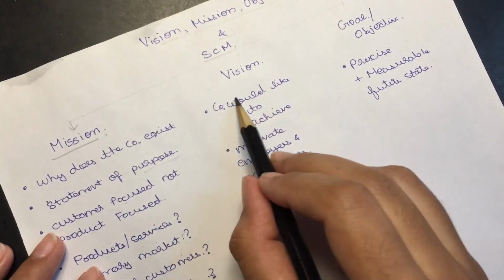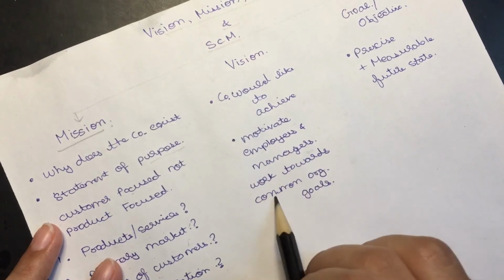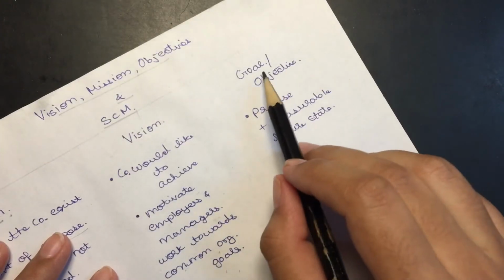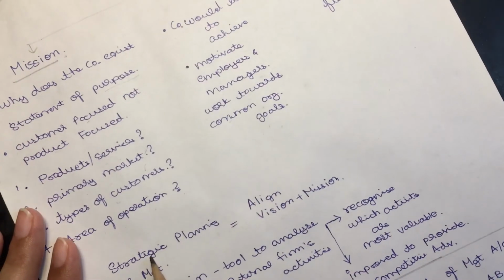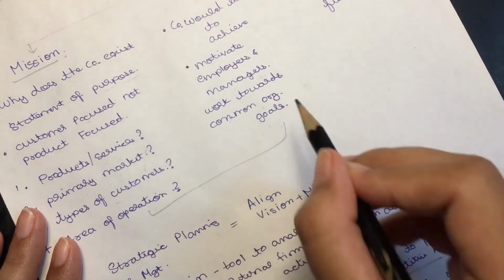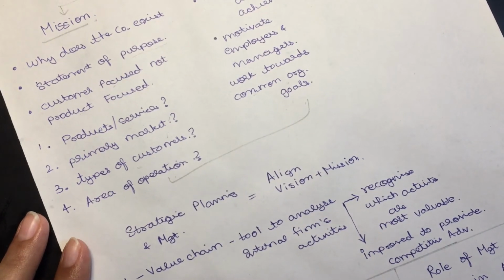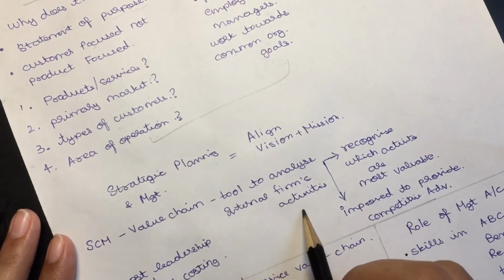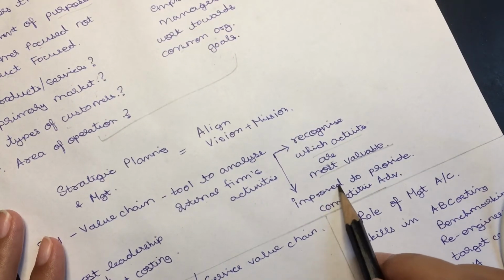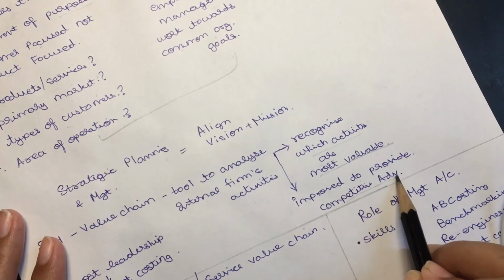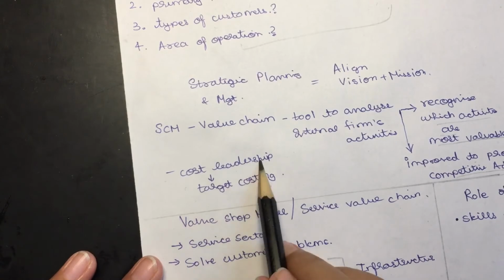And the vision is what the company would like to achieve. It motivates employees and managers to work towards common organization goals. Next is, you have a goal or objective. Now, a goal or objective is a precise or measurable future state. Strategic planning and management basically aligns vision and mission. Now, strategic cost management uses value chain as a tool to analyze internal firm activities to recognize which activities are most valuable, and second, which activities should be improved to provide a competitive advantage. Now, target costing is one of the techniques to achieve cost leadership.